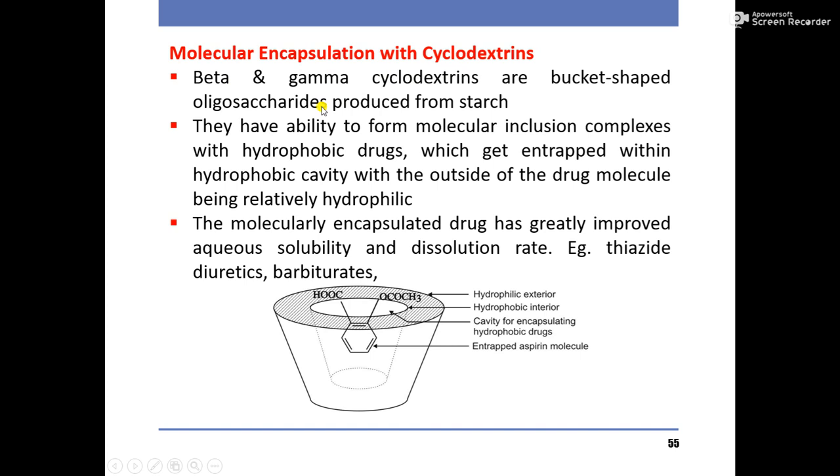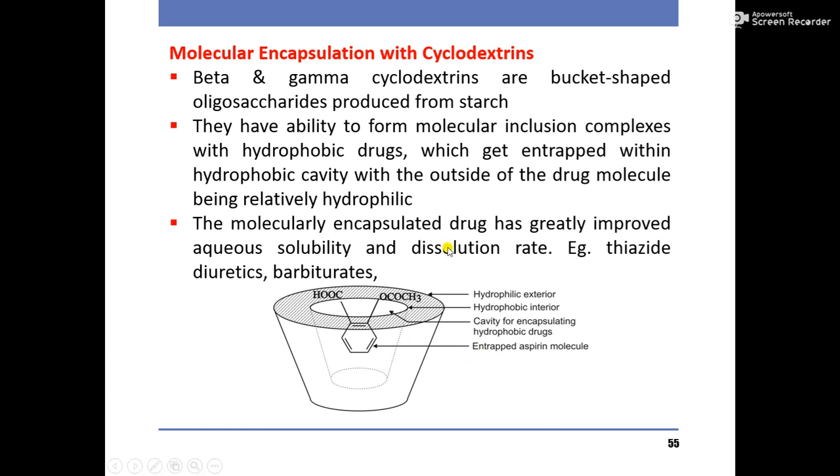Here the beta and gamma cyclodextrins are bucket-shaped oligosaccharides produced from starch. They have the tendency to form molecular inclusion complexes with hydrophobic drugs, which get entrapped within the hydrophobic cavity, with the outside of the drug molecule being relatively hydrophilic. The molecularly encapsulated drug has greatly improved aqueous solubility and dissolution rate. For example, thiazide diuretics and barbiturates.